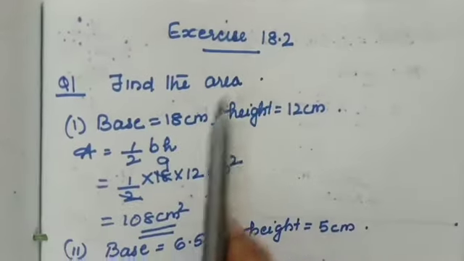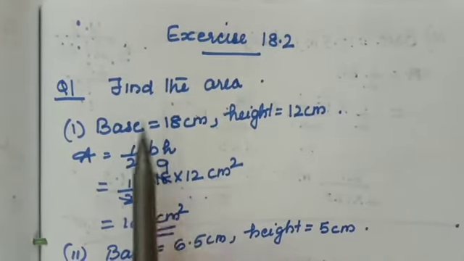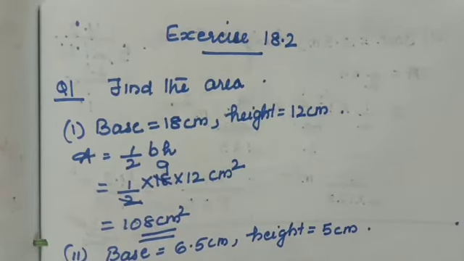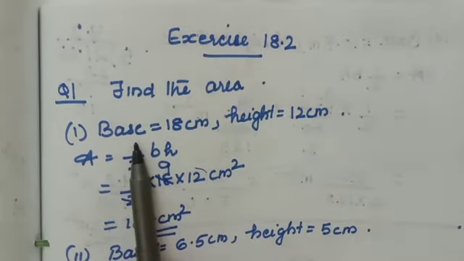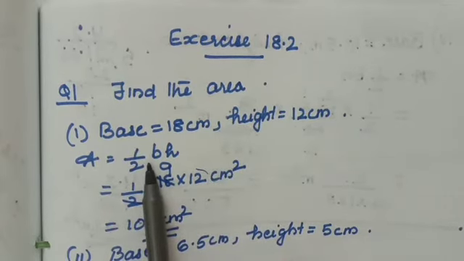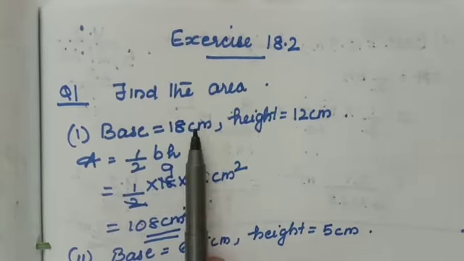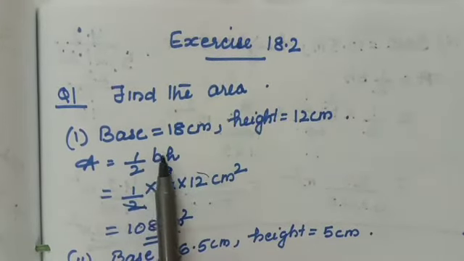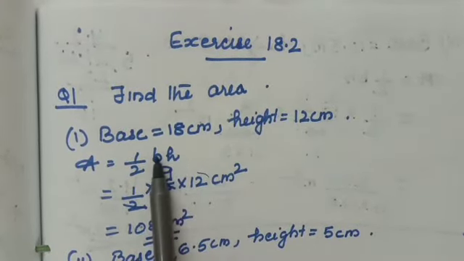Exercise 18.2. Find the area. First question, base and height given. You have to find out the area of the triangle. Triangle meaning this is a right angled triangle. How do you know this is a right angled triangle?